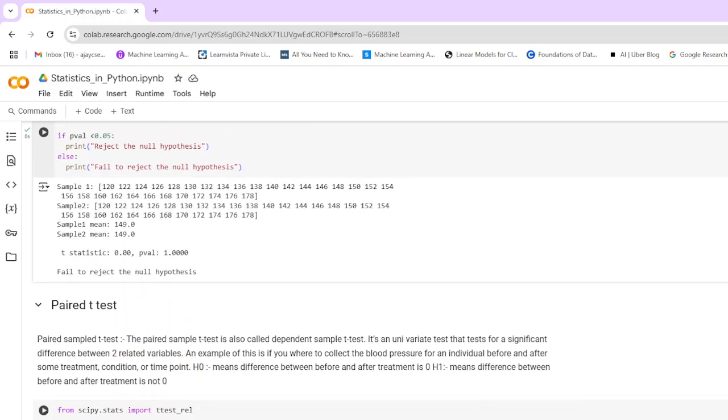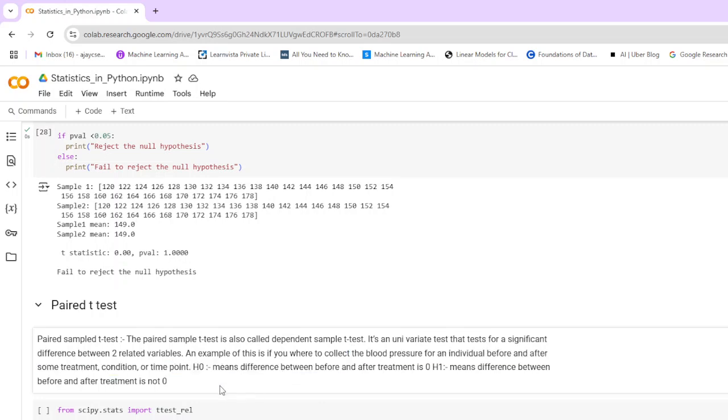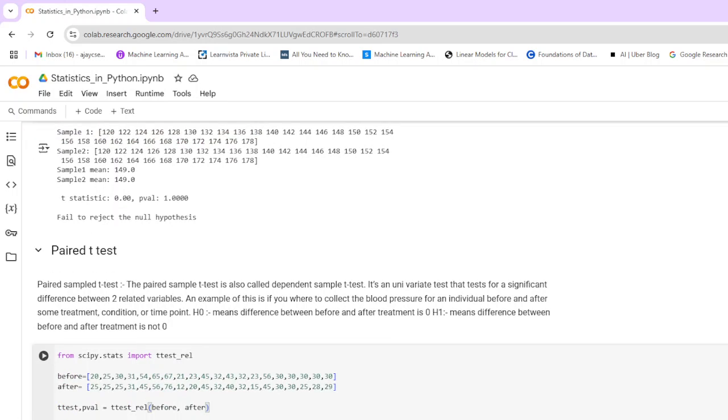If we have related samples, we use the paired sample t-test. Here we have two related variables, like blood pressure before or after some treatment, or tests between husband and wife. All these are considered related details. So if we have before and after details, we run the statistical test and we use t-test rel.